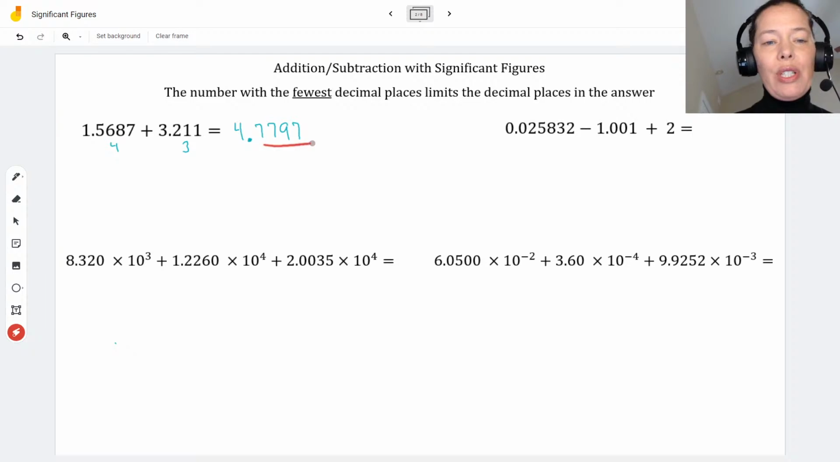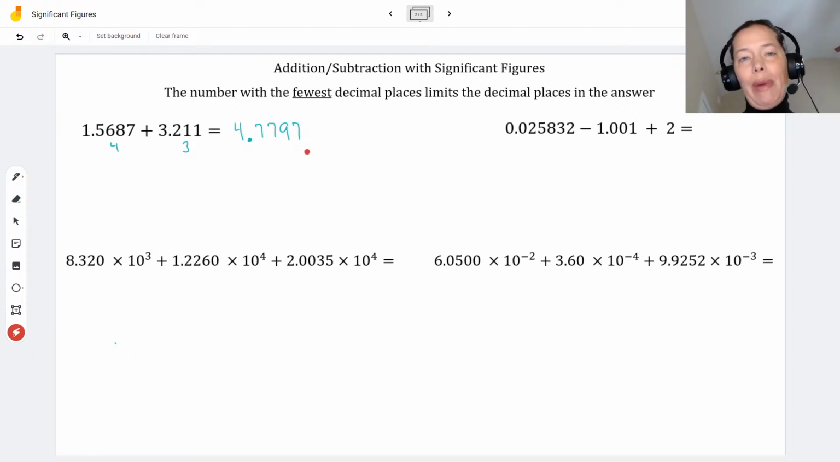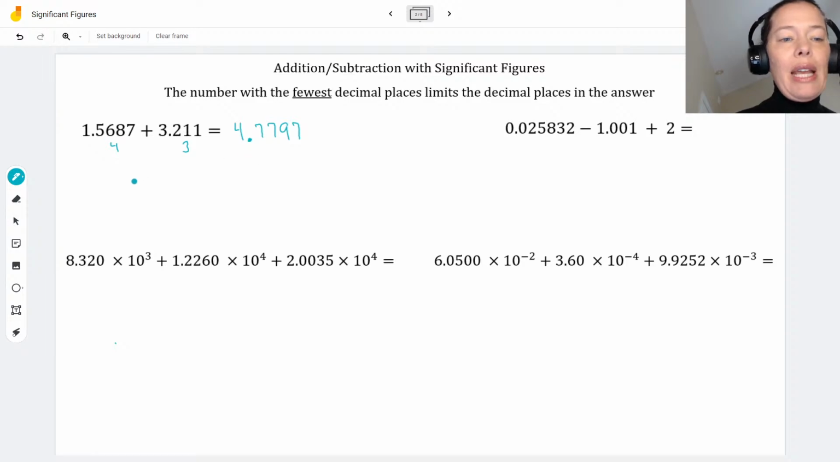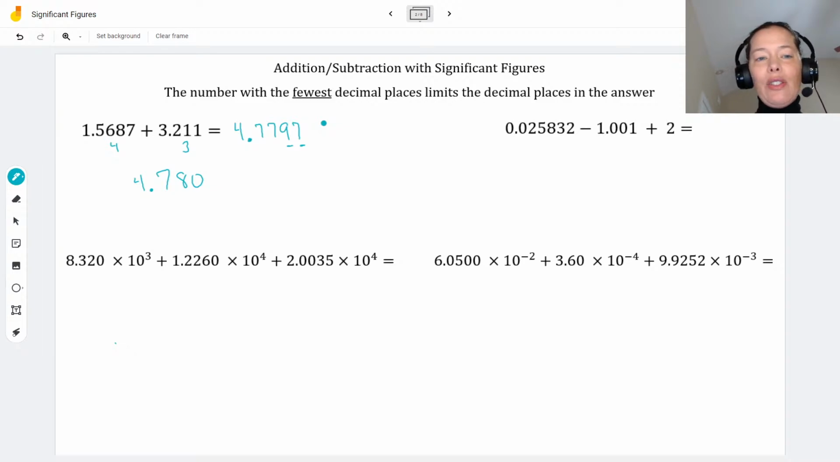Well, right now, of course, I have 4. Again, I just wrote down what my calculator gave me. So I have too many sig figs, so I'm going to need to round to this 3rd decimal place. So my answer is going to be 4.7, that decimal. And actually it's going to be 80 because this 9 gets rounded up. So that is my final answer. So you can see how we're counting up. It's easy to get confused and you start just counting numbers. We want to count up decimal places.